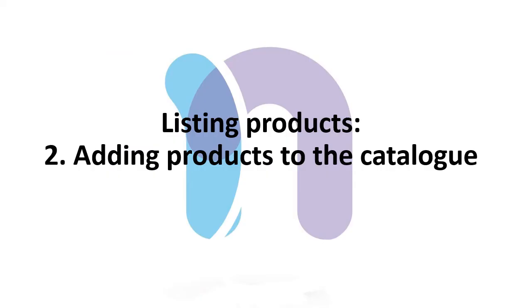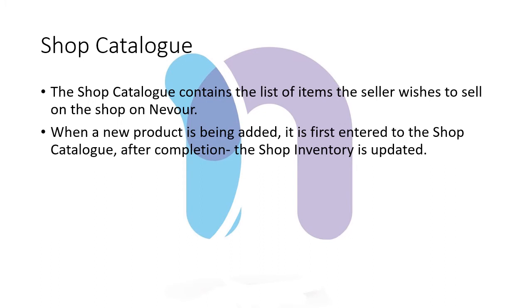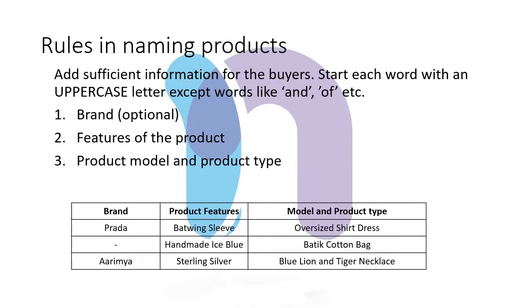The second step of listing products is adding products to the catalog. The shop catalog contains the list of items that the seller plans to sell through Nevour.com. If you want to add a new product, first it is entered into the shop catalog. The product is not visible to the buyers until it is added to the shop inventory.